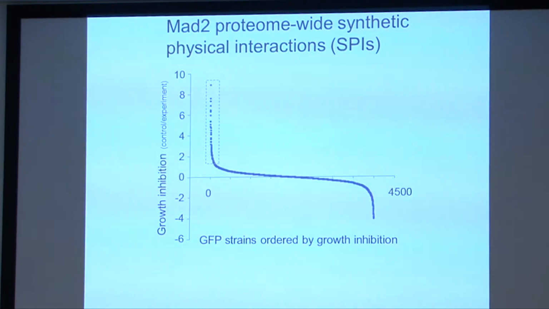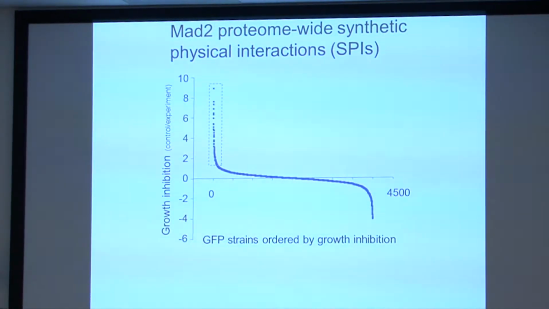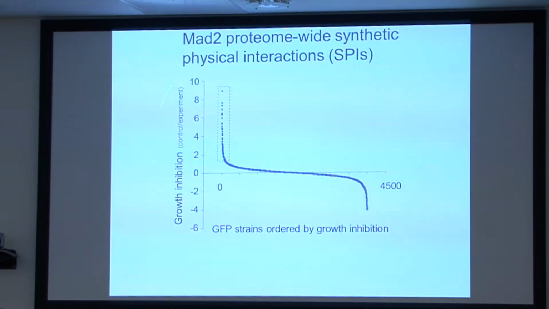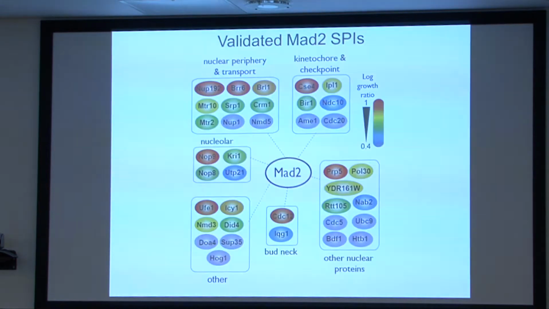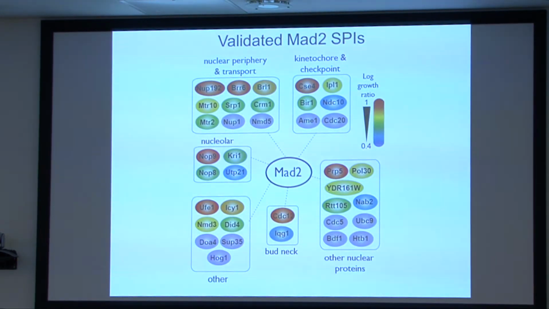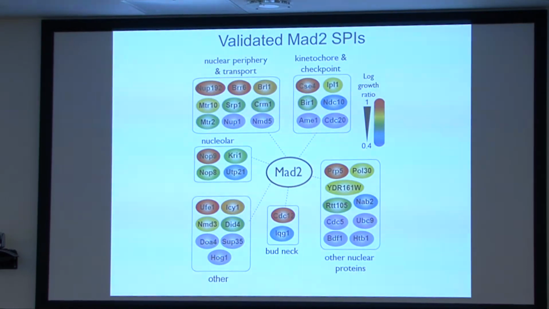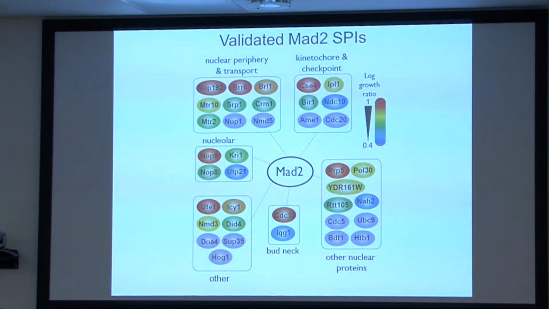So to confirm those top hits, we retested approximately the top 200 synthetic physical interactions, and we validated 37, which are shown here in this network diagram. When we do a GO enrichment analysis, the nuclear transport, checkpoint, and kinetochore genes are enriched. Because we're interested in the kinetochore, we want to look at this in more detail, especially the strongest hit, which is CSE4, a nucleosome variant that replaces a histone at the centromere.